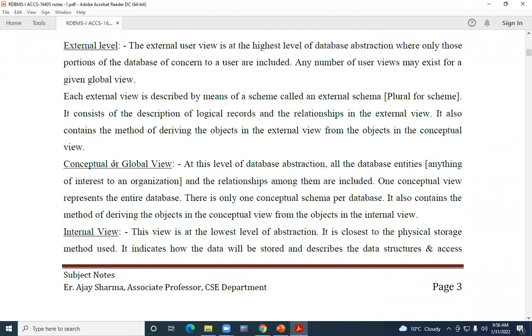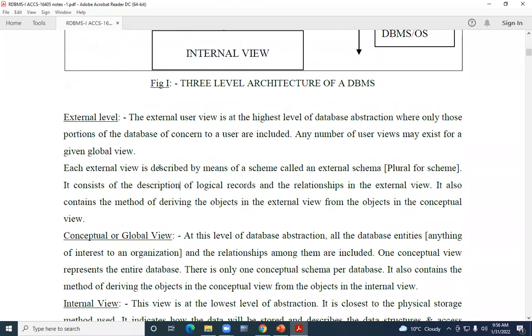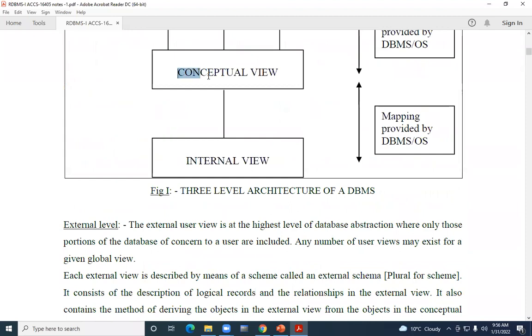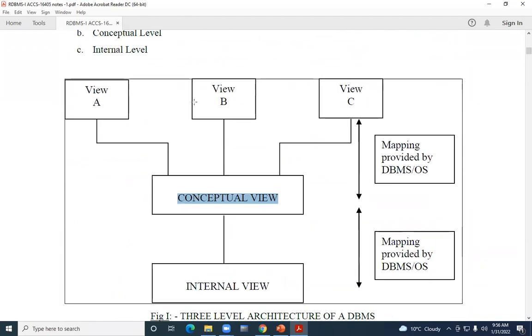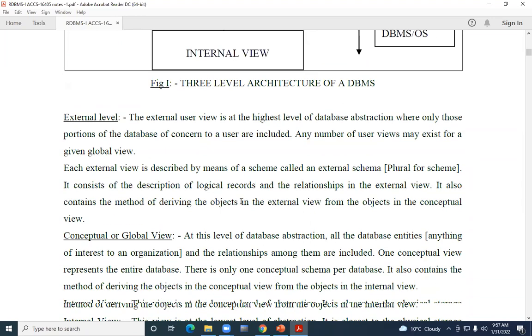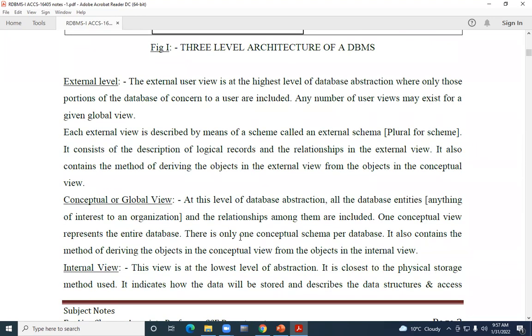Then a conceptual view or global view. Why do we say that this conceptual view is the global view? Because it is a sum total of all the views at the external level. Whatever requirement is there for any of the users at the external level, that is taken up by this conceptual view. So we also call it the global view or the community view.